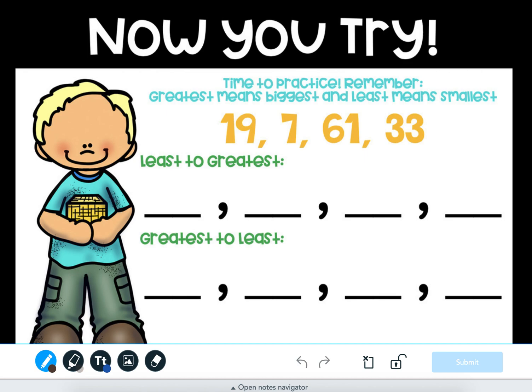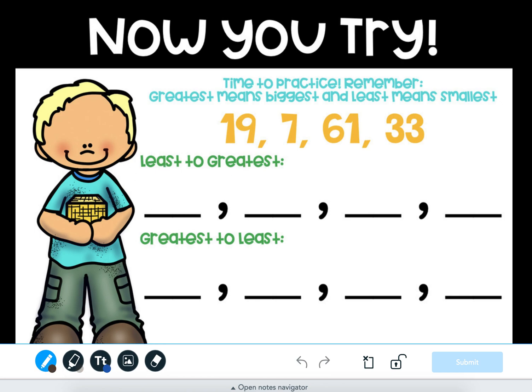Now let's take a look at a little bit trickier of a problem. Instead of only ordering 3 numbers, we now have to order 4. So let's take a look at how we can go from least to greatest and greatest to least with 4 numbers. So I'm going to start with least to greatest.